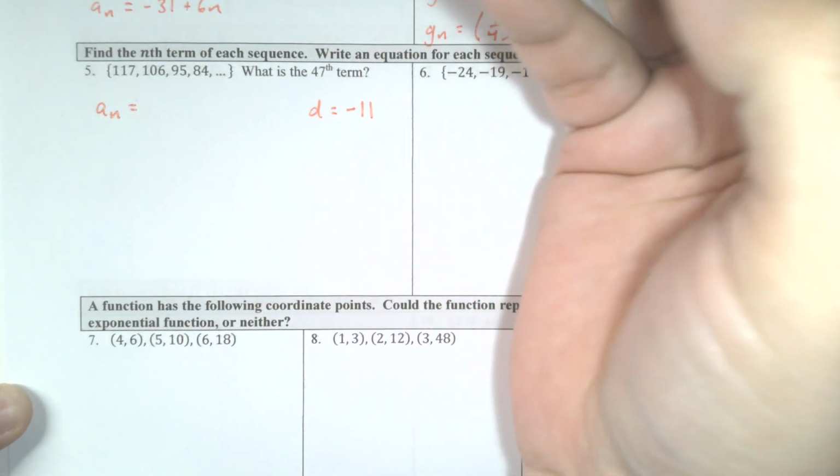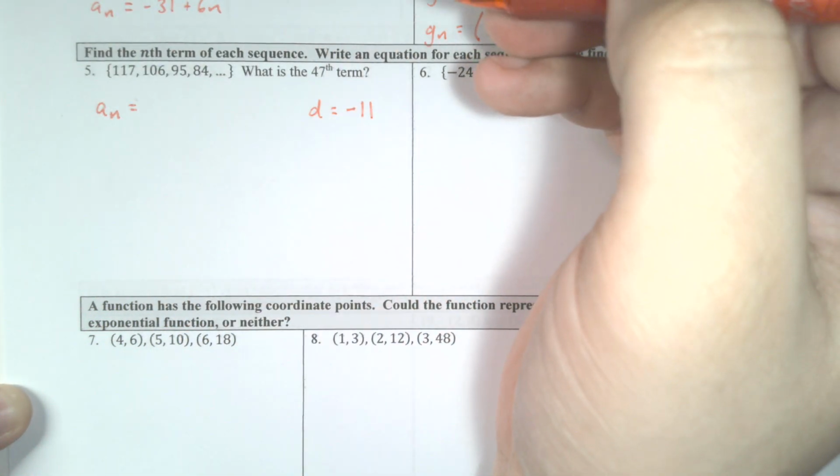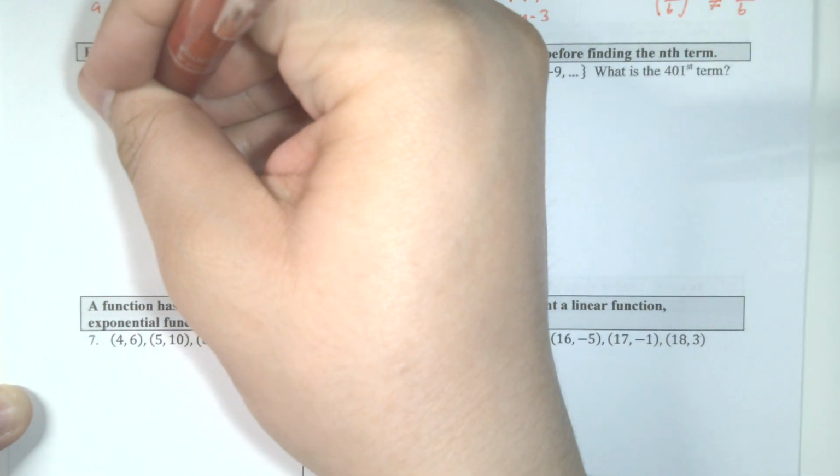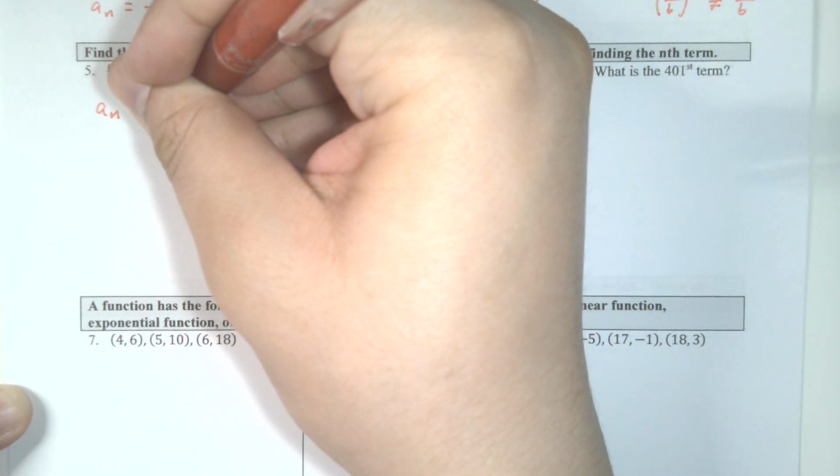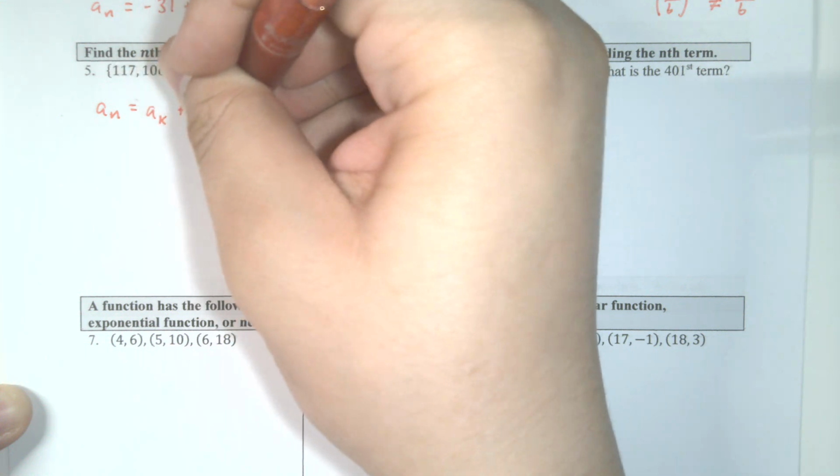And because they didn't tell us what k value to use, we're free to use whatever we like. So a sub k plus d times n minus k.